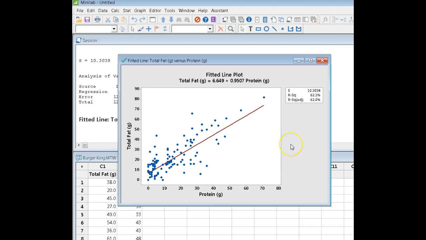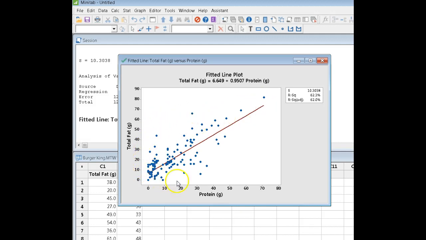All right, when I look at this scatter plot, one of the first things I need to ask myself is, does this look like a linear relationship? And if it does, is it positive or is it negative? Now, generally speaking, this looks like a positive relationship. As the amount of protein is increasing, so too is the amount of total fat. The points more or less look like they form a linear pattern.